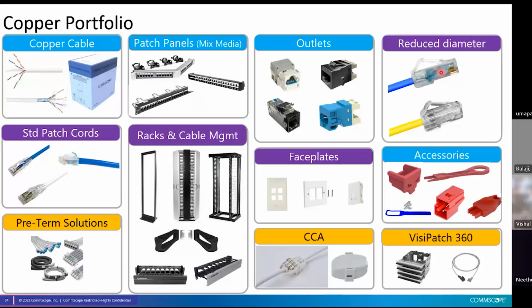If you have a greater number of patch cords coming into the rack and you want to manage the space properly, you can use these reduced diameter patch cords. Comparatively, standard patch cords take almost 50% more space than the reduced cabling jacket material. And then you have your racks and cable managers. It's purely a network rack, open rack, with vertical cable managers. Then you have face plates for different combinations: single port, two port, four, five, six, up to eight port also we can give. And these are some of the accessories you can recommend to the customer.